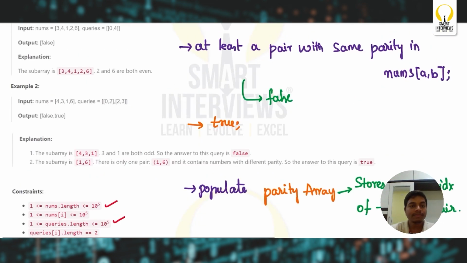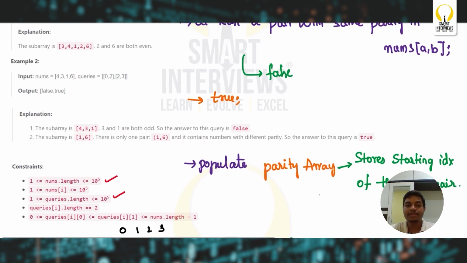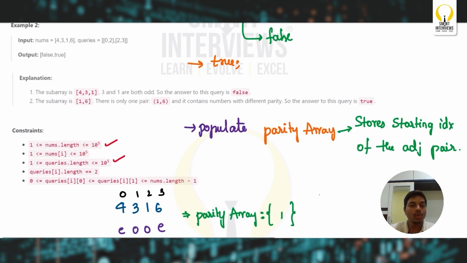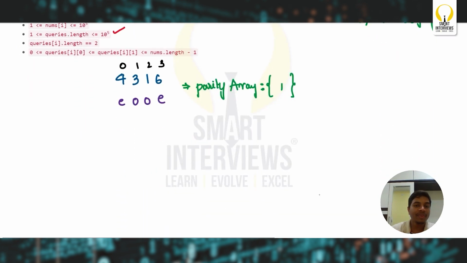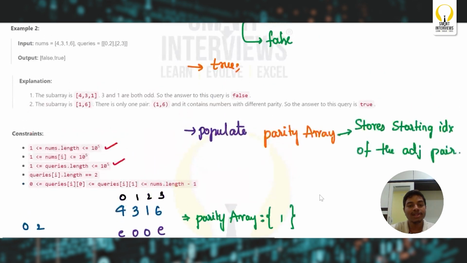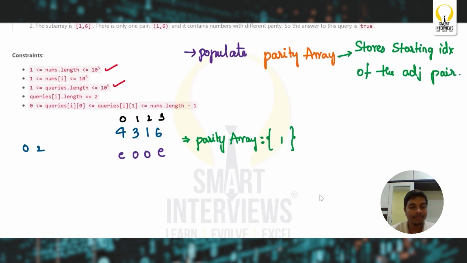Now let us deal with the queries. Let us take the queries 0, 2 and 2, 3. The query says 0, 2 as well as 2, 3. So this is query 1 and this is query 2. Let us deal with the first query first and later the second query.